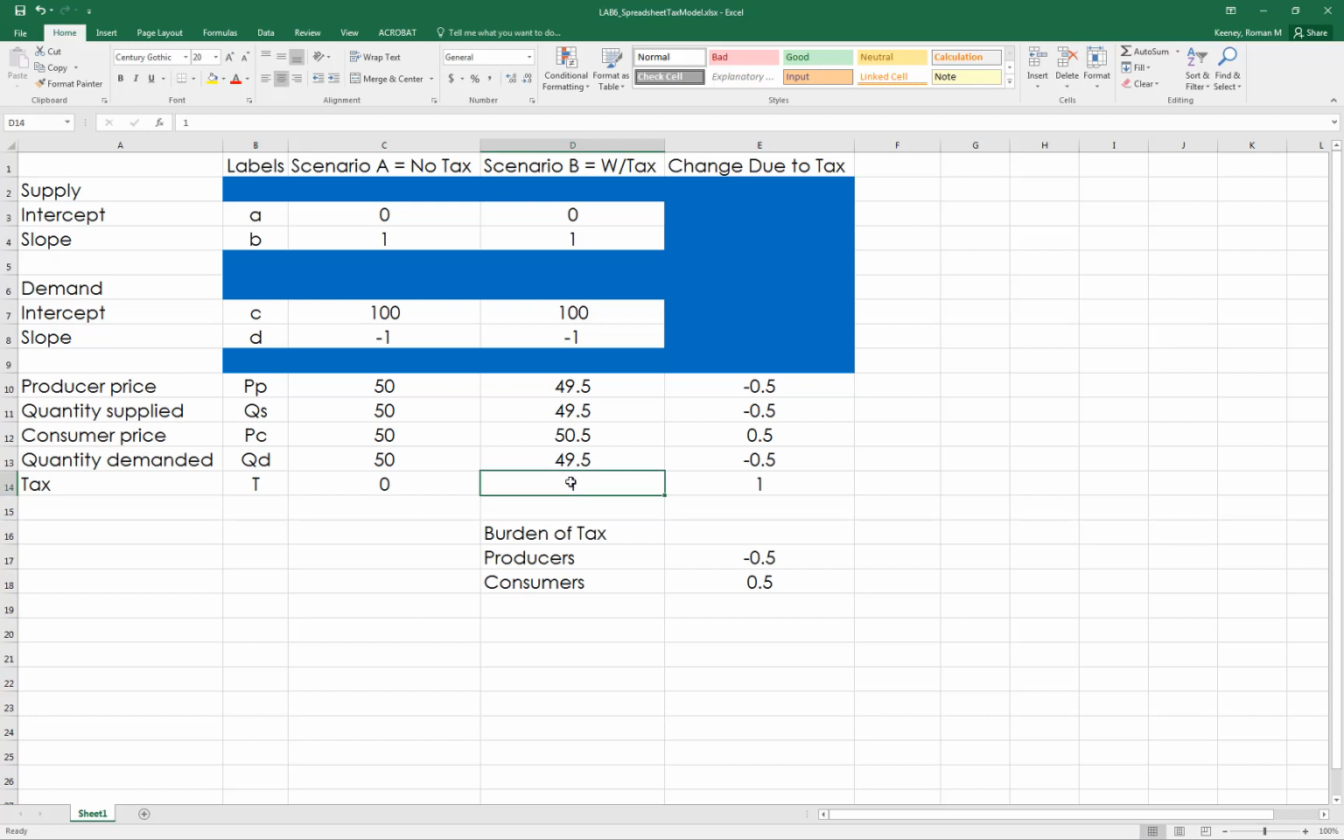If you continue to adjust this, I guess I should point out the other columns that are being calculated for you. So this column is the change between scenario B and scenario A due to the tax that we're applying in this column here. So this one's always going to be 0. This is our reference column. This one is always going to be some non-zero value, and this will compare those two.